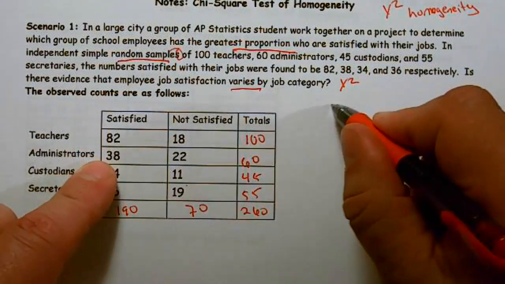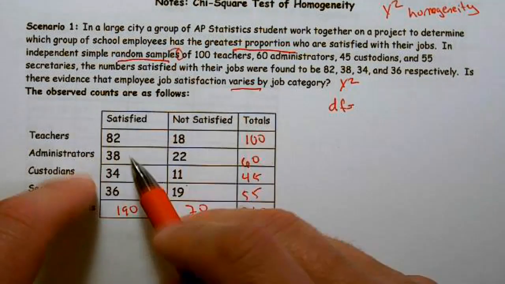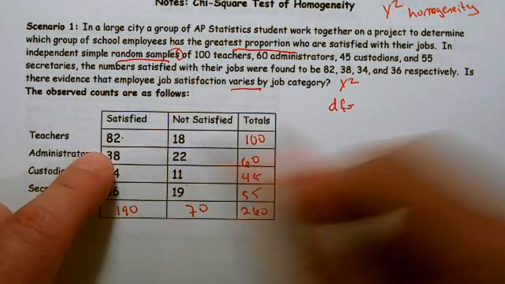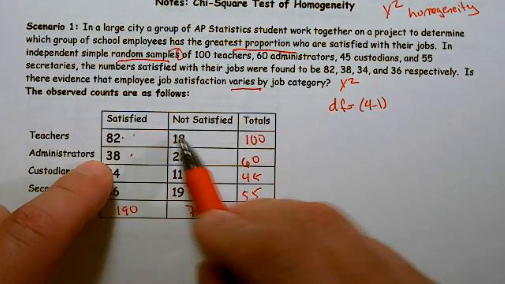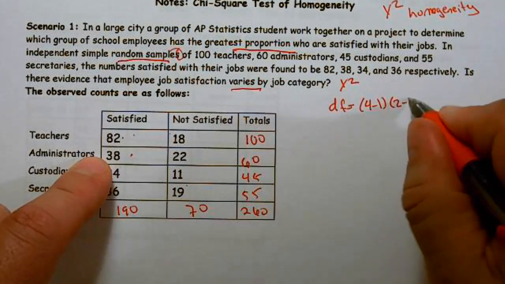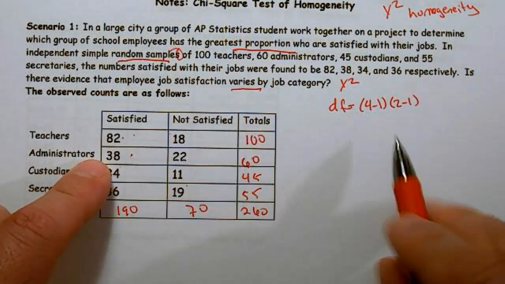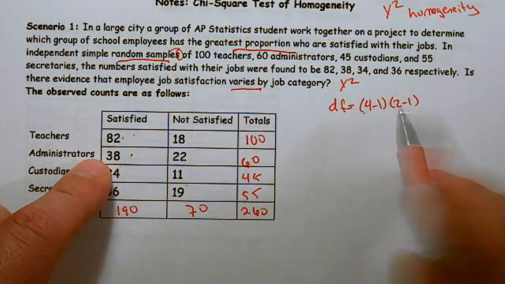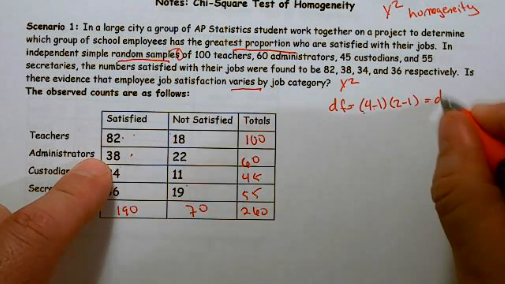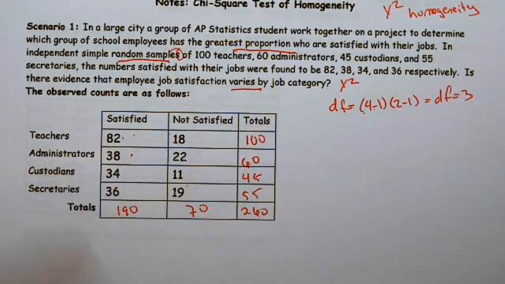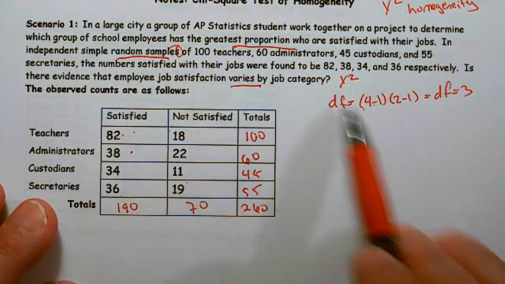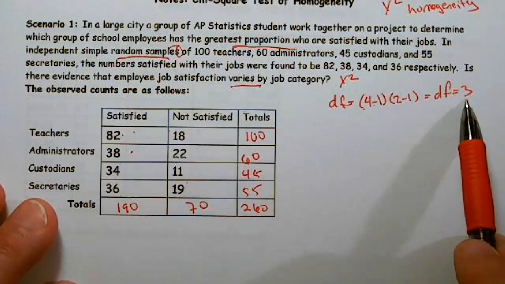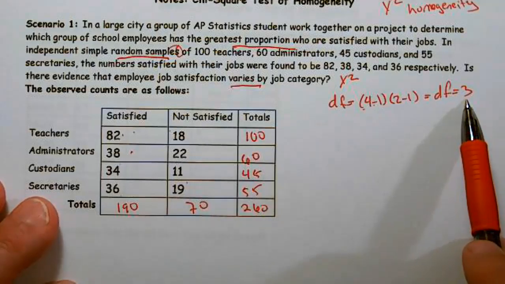Matter of fact, I can already tell you that my degrees of freedom are going to be 4 minus 1 times 2 minus 1, because remember, it's rows minus 1 times columns minus 1, so 3 times 1, so the degrees of freedom is 3. And I apologize if y'all are hearing someone edging outside, but it is what it is. So we get to listen to a little landscaping going on. So the degrees of freedom in this case are 3, all right?